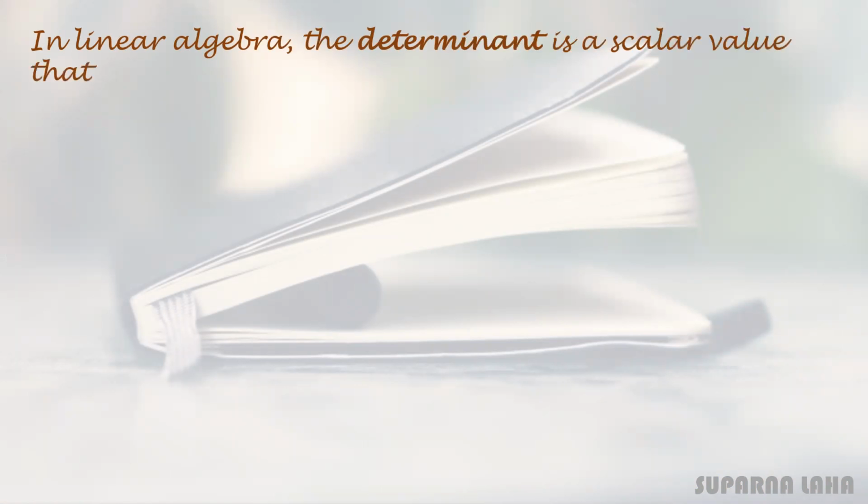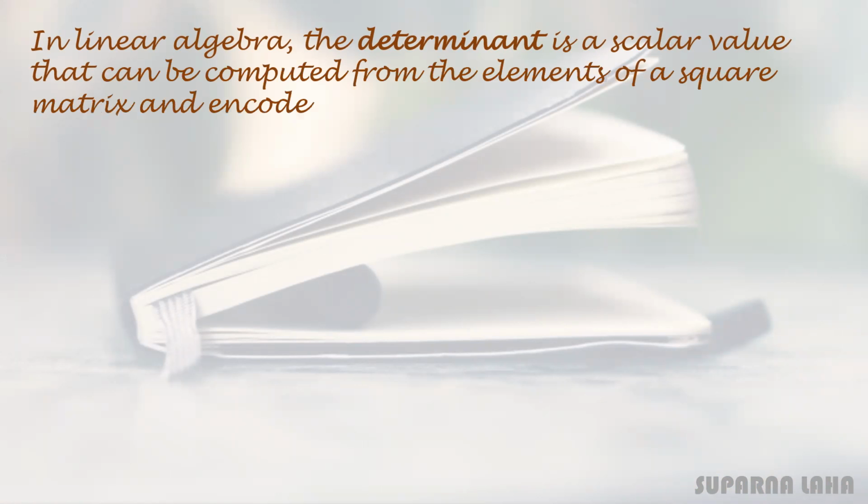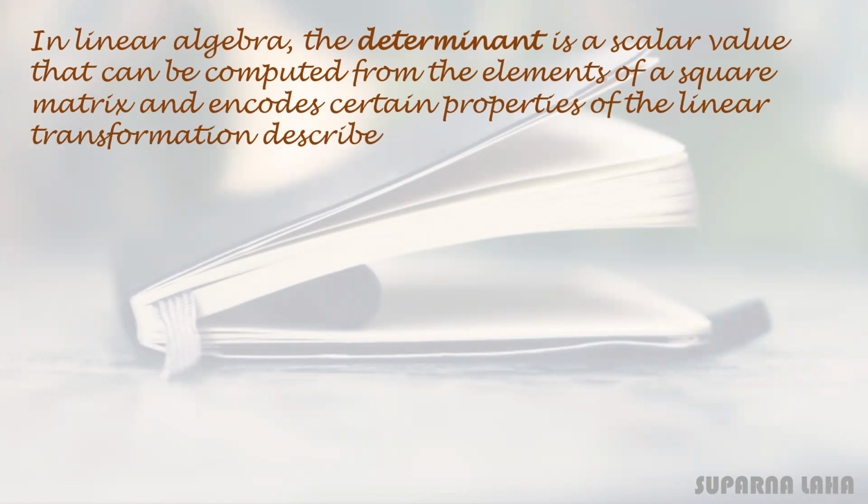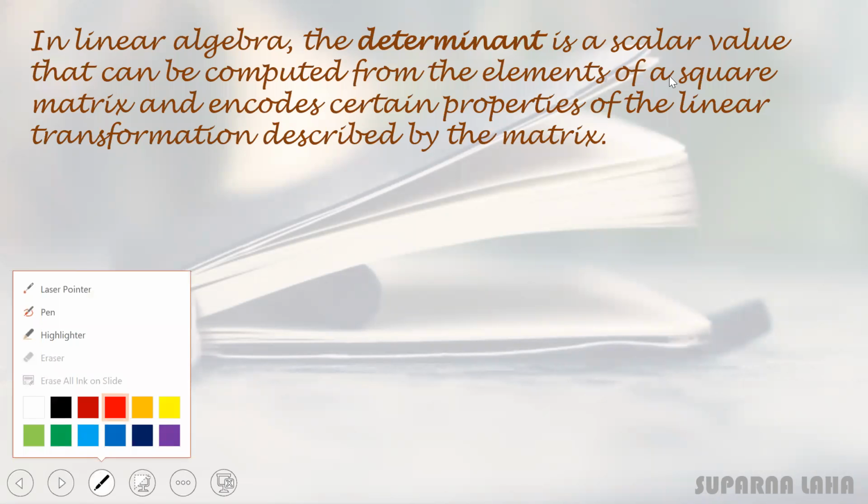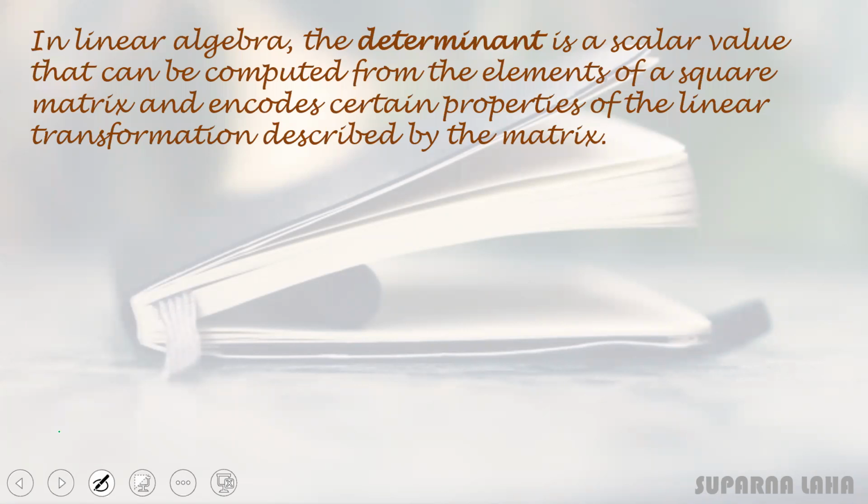So we will start this topic with the definition. In linear algebra, the determinant is a scalar value that can be computed from the elements of a square matrix and encodes certain properties of the linear transformation described by the matrix. Now you all know that the geometrical meaning of a matrix or an operation on a matrix is just a linear transformation. So in this linear transformation, what is the determinant? The determinant is a scalar value.